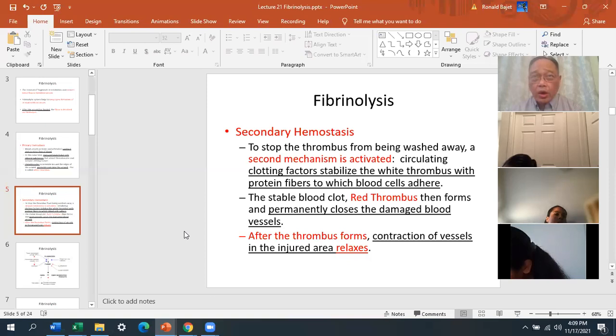Okay, so the opposite of the coagulation cascade is fibrinolysis. So make sure that you know that the end product of the fibrinolysis pathway is to chop up fibrin.